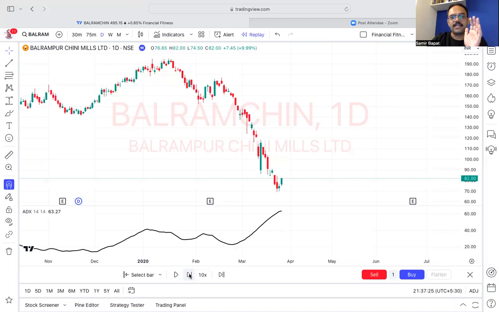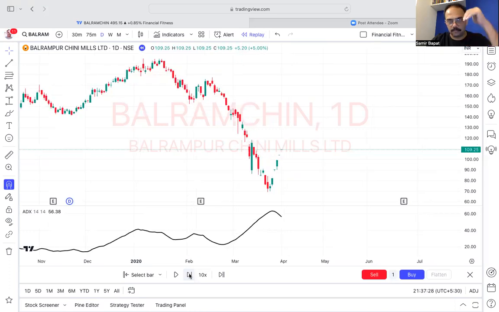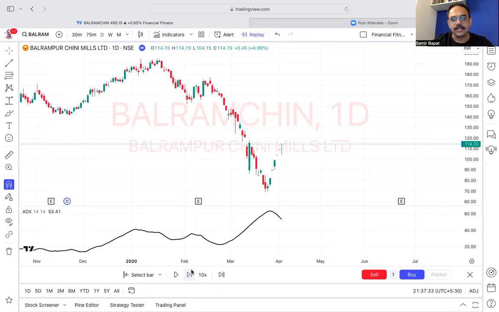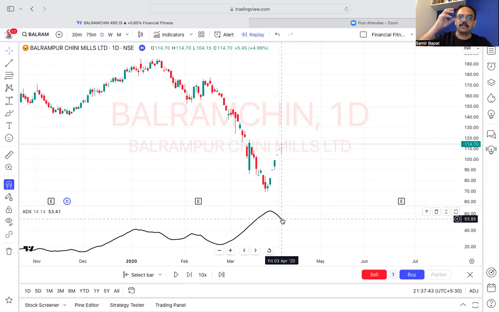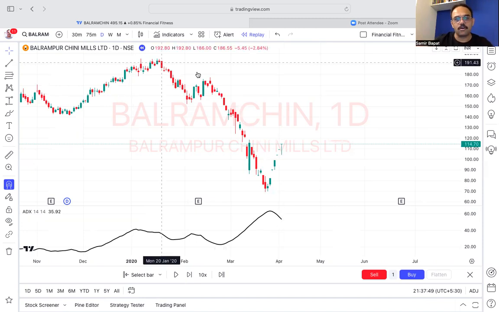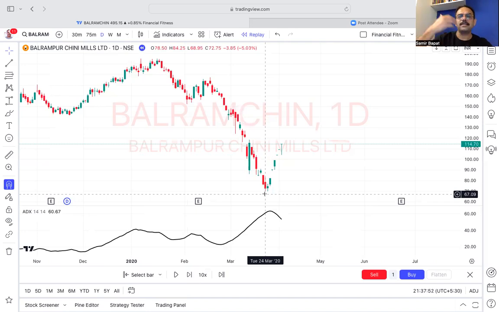As the strength of the fall or rise reduces, the ADX will go up and it will also start falling. Once the ADX starts falling, that means the direction which the price has taken, the strength of that direction is weakening. वो कमजोर हो रहा है. स्टॉक गिर रहा था, अब गिरना धीरे धीरे slow हो जाएगा. Now it will slow down to fall.